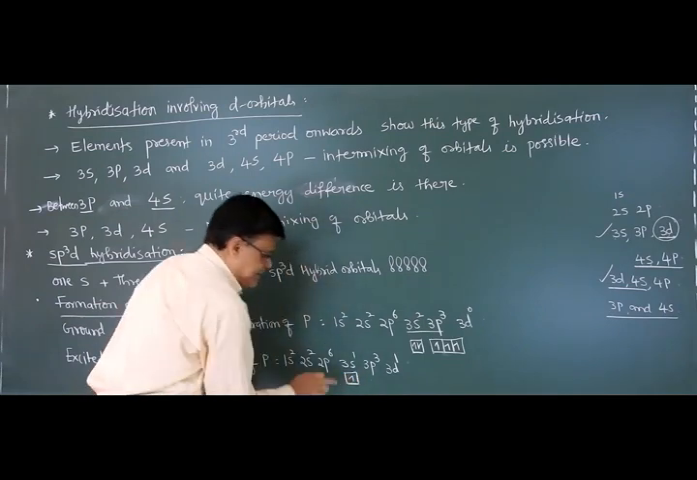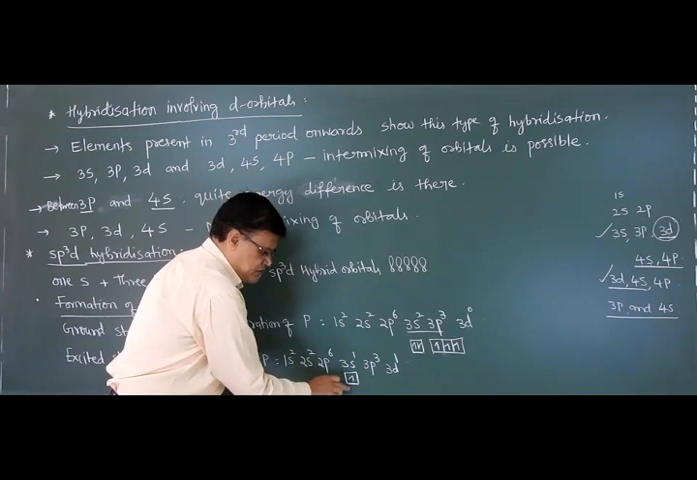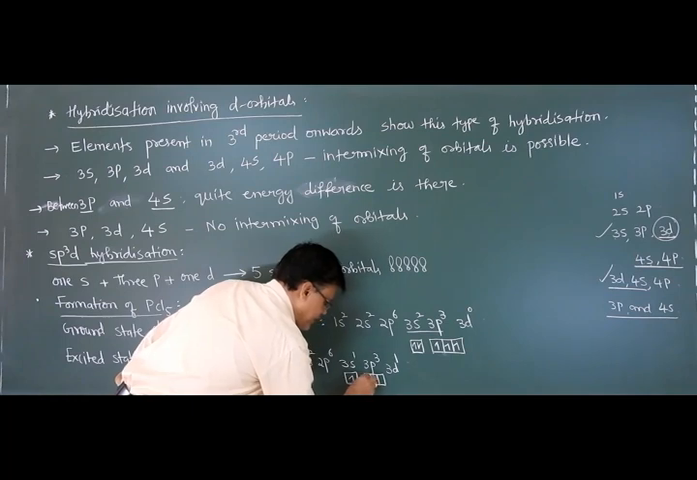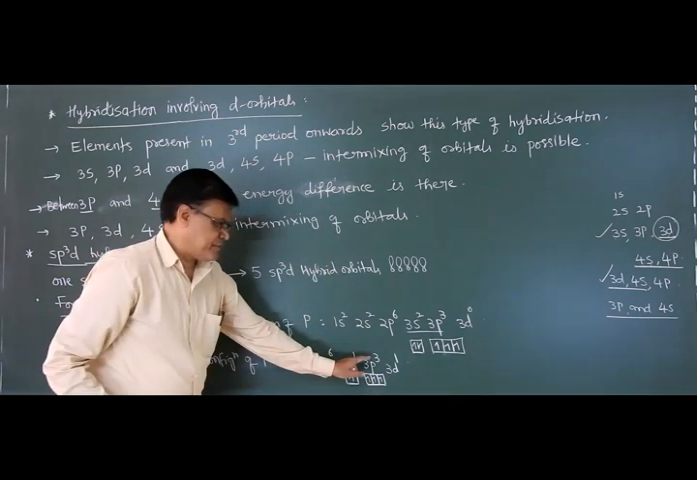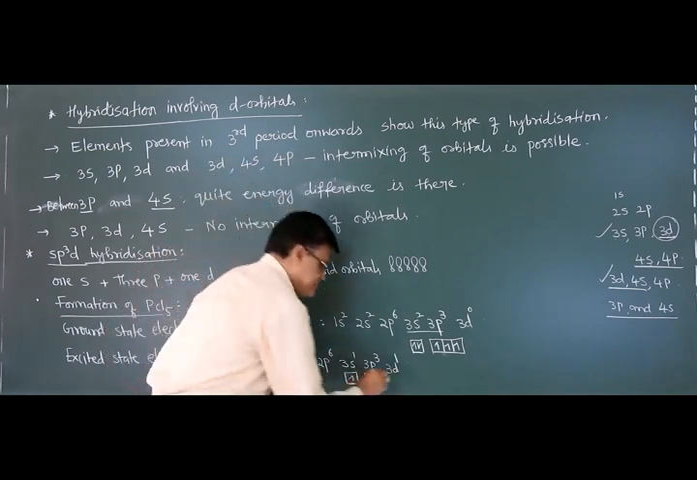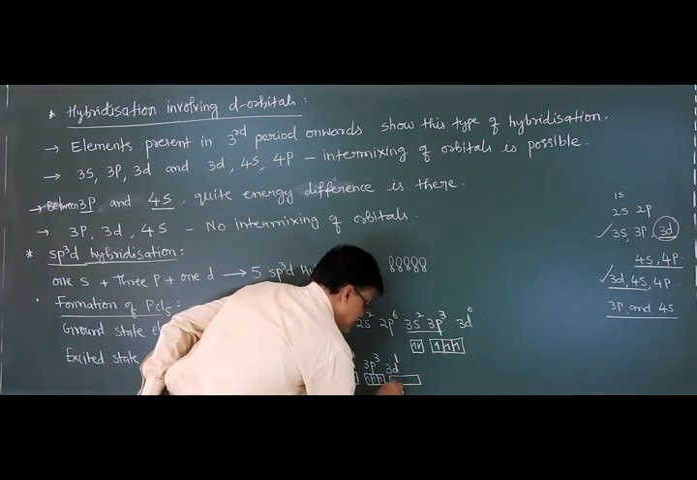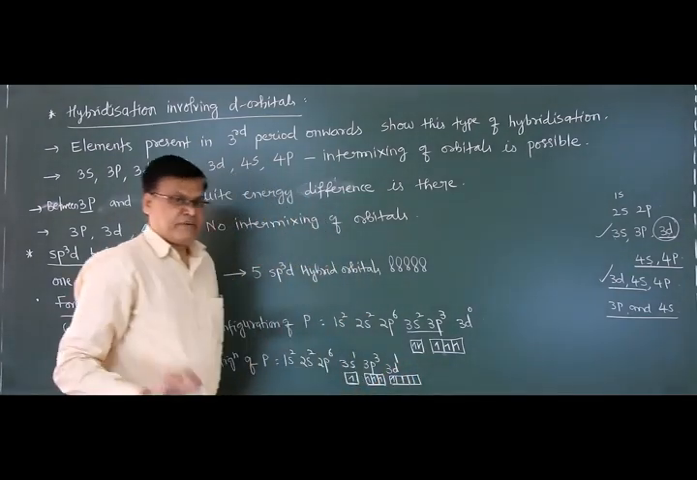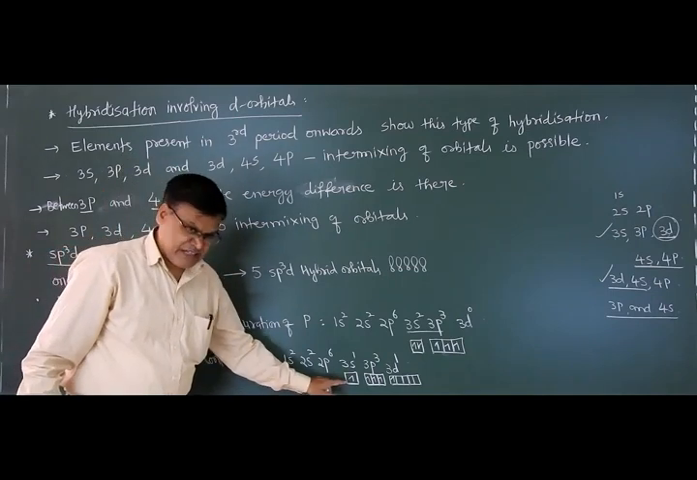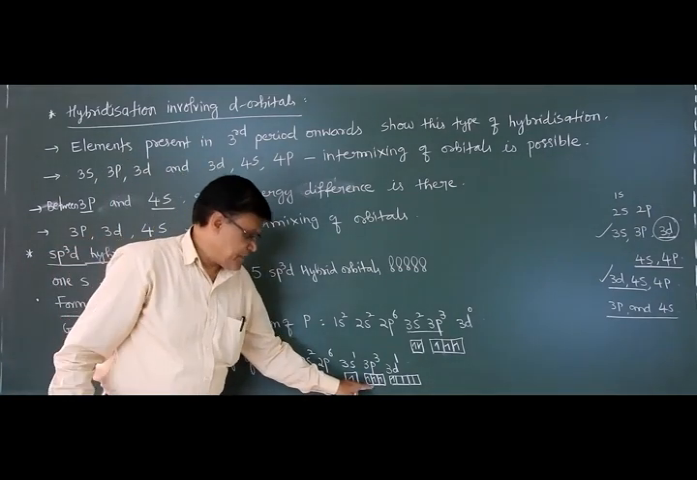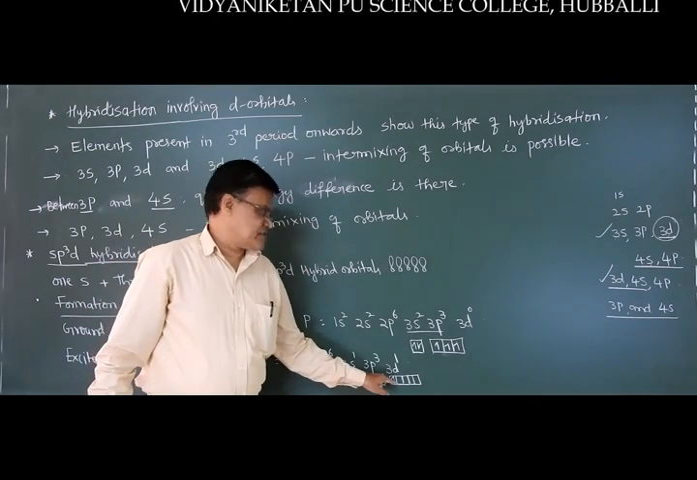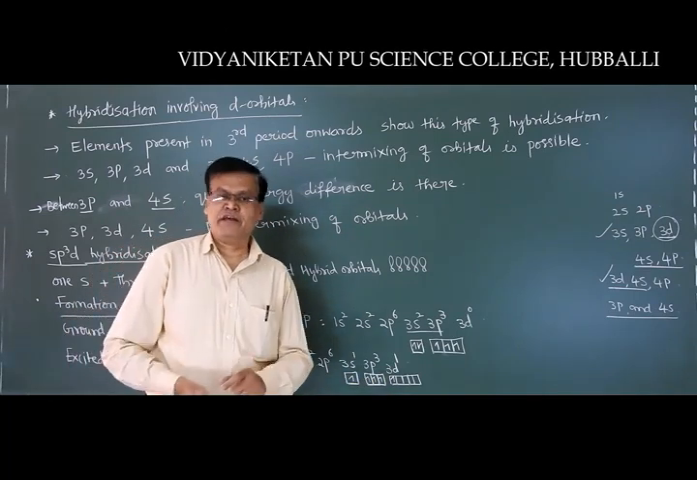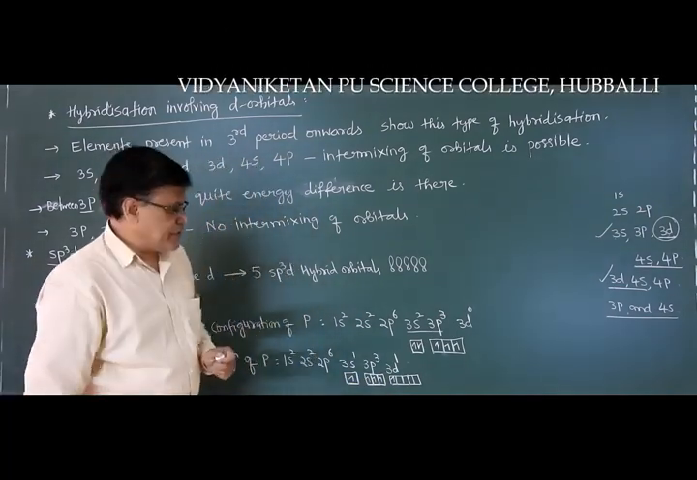3s having 1 electron belongs to 3s. This belongs to 3p: 1 electron, 2 electron, 3 electron. Now d orbitals are 5 here: 1, 2, 3, 4, 5. D has 1 electron. Clear? According to our hybridization, one 3s orbital, three 3p orbitals, and one 3d orbital undergo intermixing to form 1 plus 3 is 4, 4 plus 1 is 5, 5 sp3d hybrid orbitals.